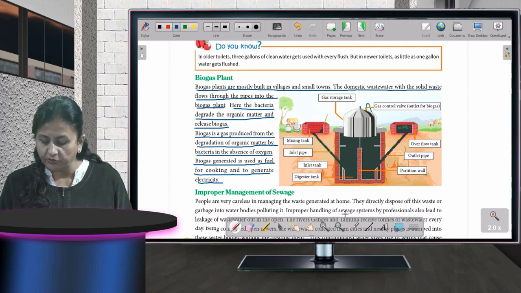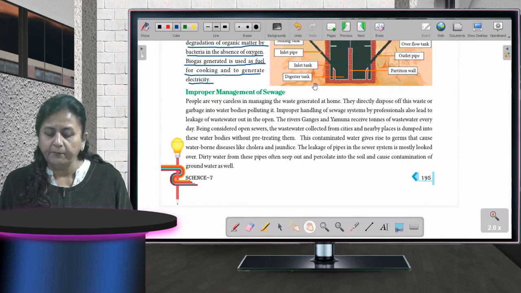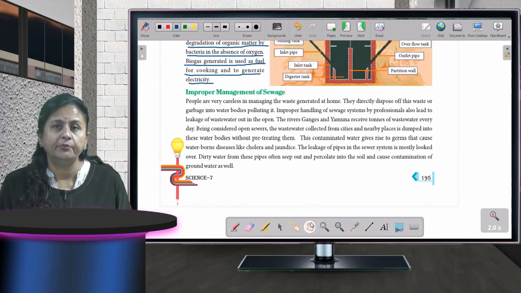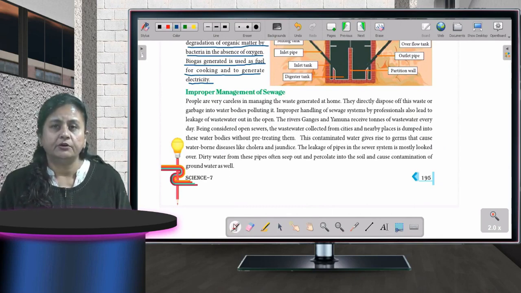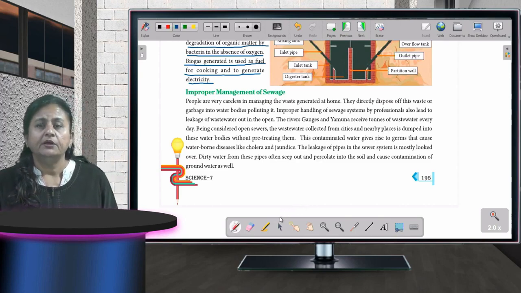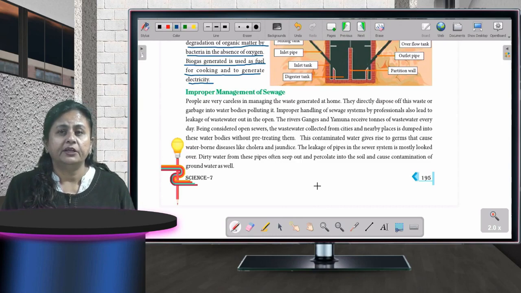Okay. Now the next one, improper management of sewage. That is very common in a country like India. Okay. And if I talk about our small towns and cities, it is a major problem. People are facing a very hard time. The roads and all are dirty and blocked up. Okay, due to which we are suffering a lot.